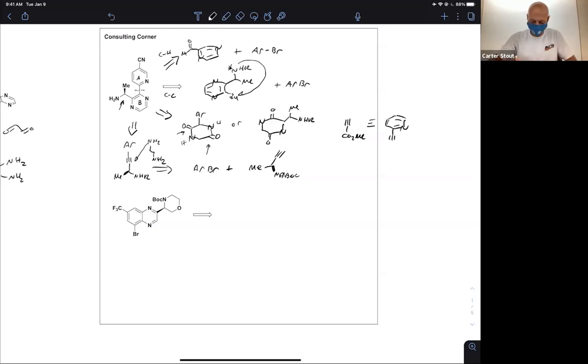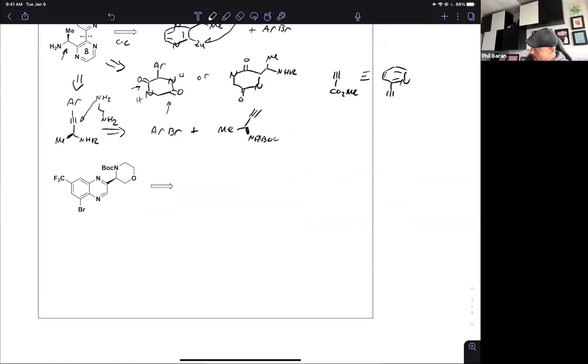Okay. Thanks. Yep, sure. Let's take a look at this next one. This next one is tricky because we've got this bromine atom here. So that's going to really prevent us from thinking about any kind of cross-coupling we're going to be doing there. So we really have to think about how we might put this together.